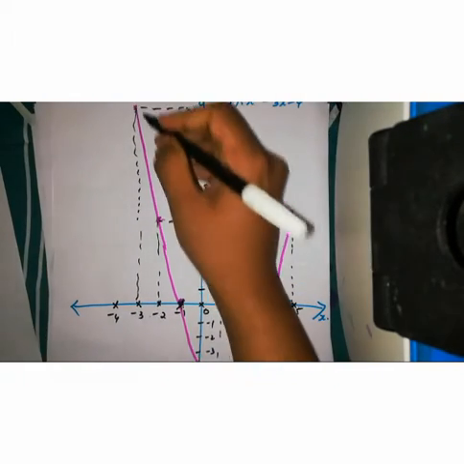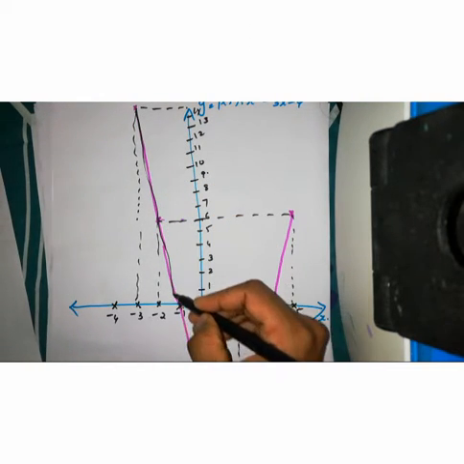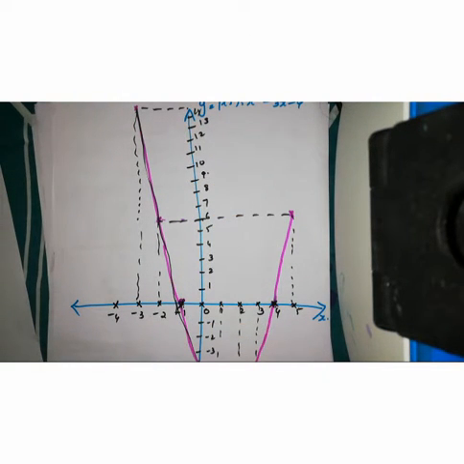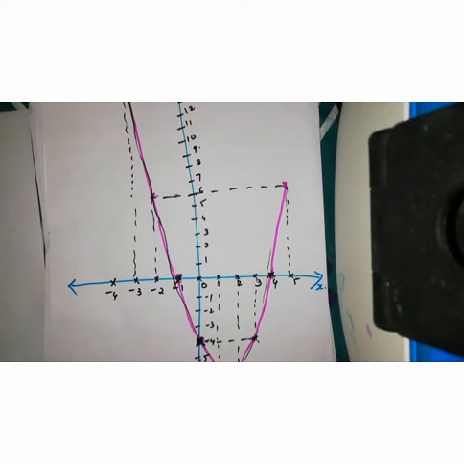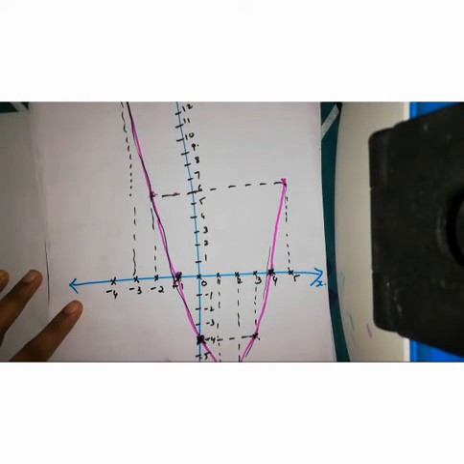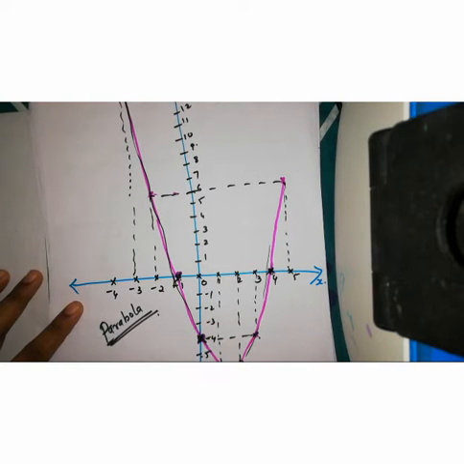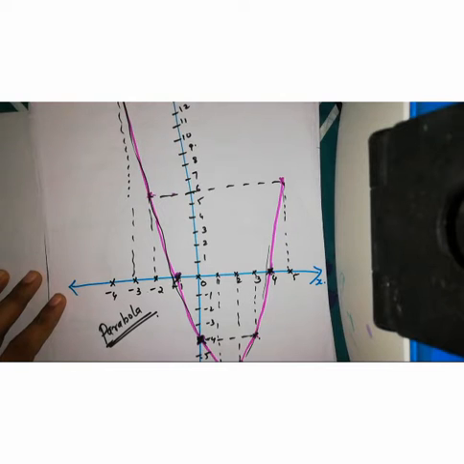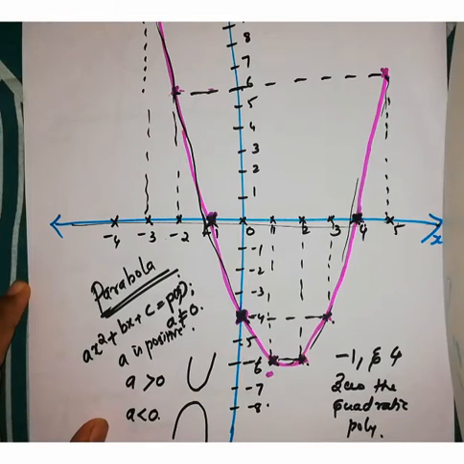And we are joining these points. We got the shape like this. Okay, what is this shape? This shape is known as a parabola. Clear? So for a quadratic polynomial, the geometrical representation of a quadratic polynomial gives a parabola.